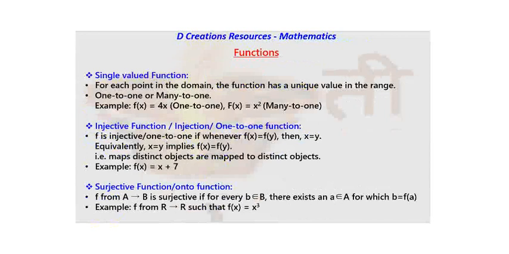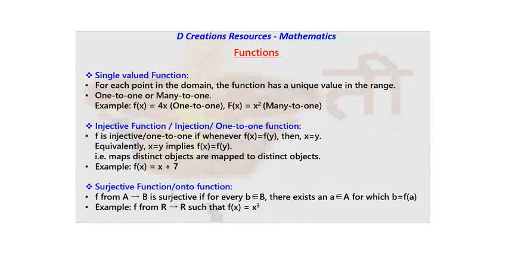Also, if there are more than one elements in the domain which have the same image, even then it is a single valued function. So what is more important is to have a unique entity corresponding to a point in the domain. So there are two kinds, one-to-one and many-to-one. Let us understand this using an example.